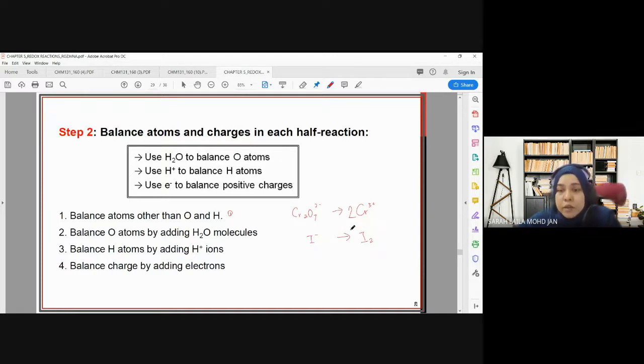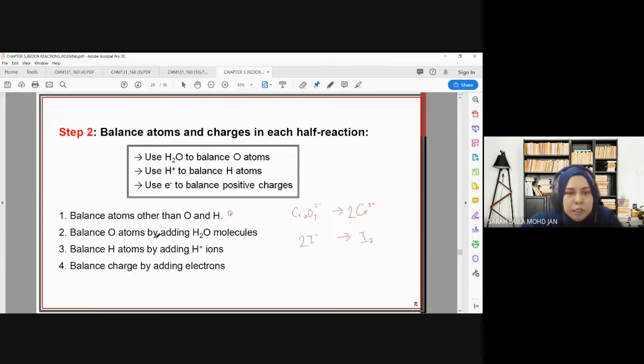Okay, never ever change the formula. Never ever. When you have to balance the equation, make sure you only add a coefficient. Right, this one, other than O and H, ni memang tak ada O and H, so you have to balance the I lah. So ni ada 2, here you put 2. Okay, so itu step yang kedua. First, pecahkan. Second, balance other than O and H.